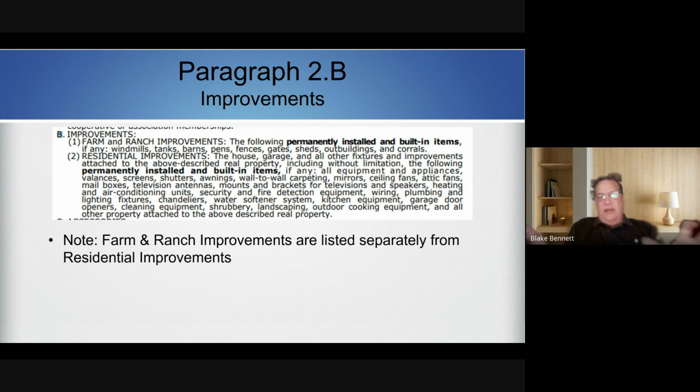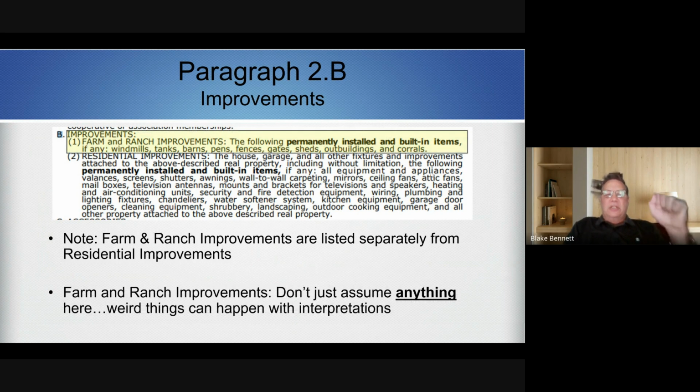Improvements. This is in paragraph 2B. Farm and ranch improvements are separate from residential improvements. Farm and ranch improvements are permanently installed or built-in items. It says windmills, tanks, barns, fences, gates, sheds, outbuildings, corrals. Don't just assume anything here. Weird things can happen, especially on farm and ranch properties.